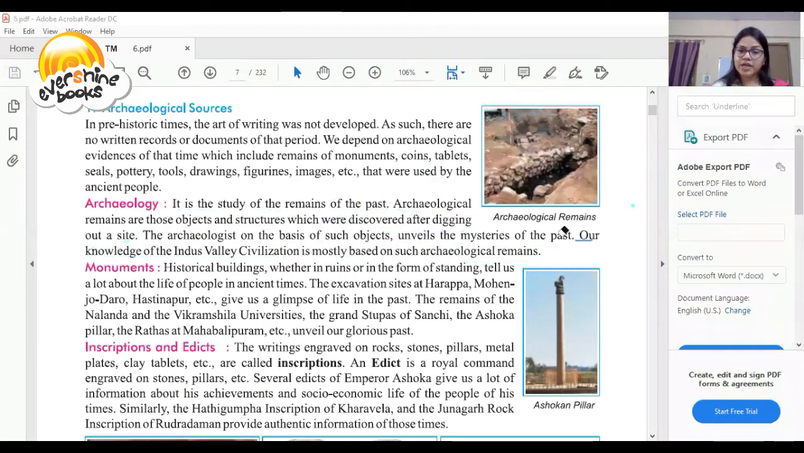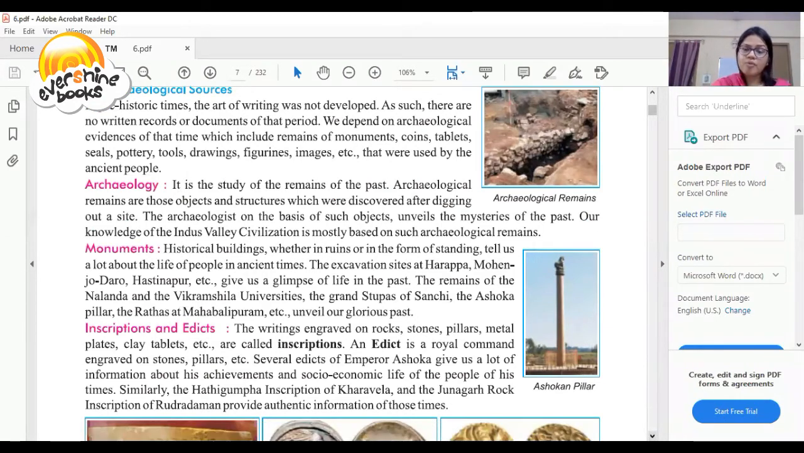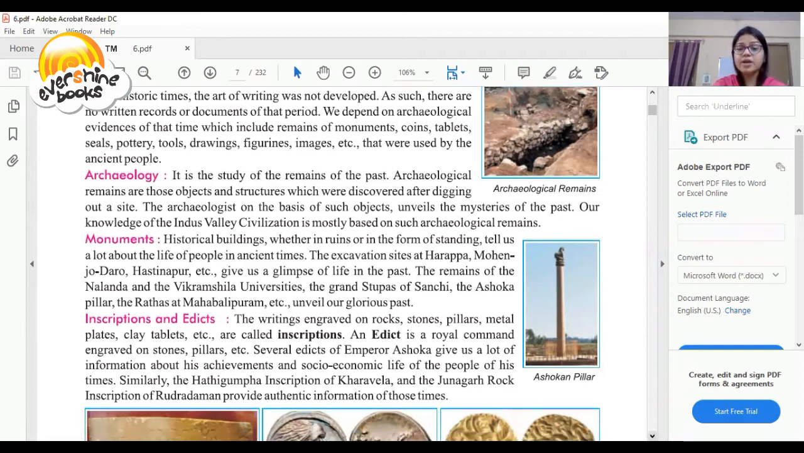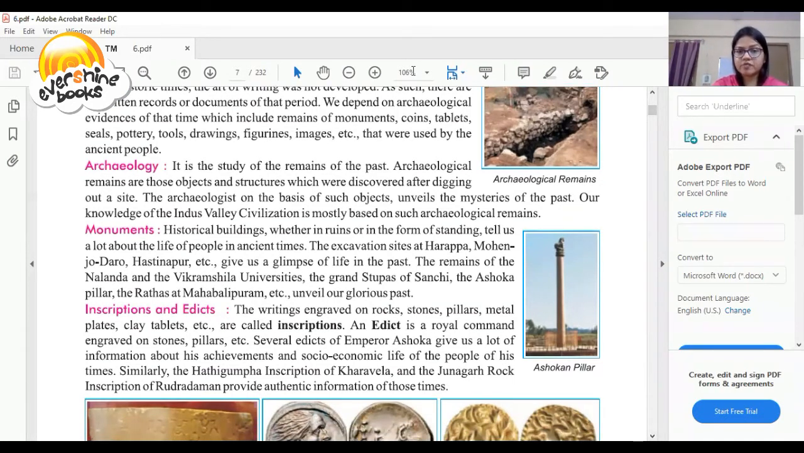So let's understand the monuments. What are monuments? Basically, monuments are historical buildings, whether in ruins or in standing form. They tell us a lot about the life of the people in ancient times. The excavation sites at Harappa, Mohenjo-daro and Hastinapur give us a glimpse of life in the past.